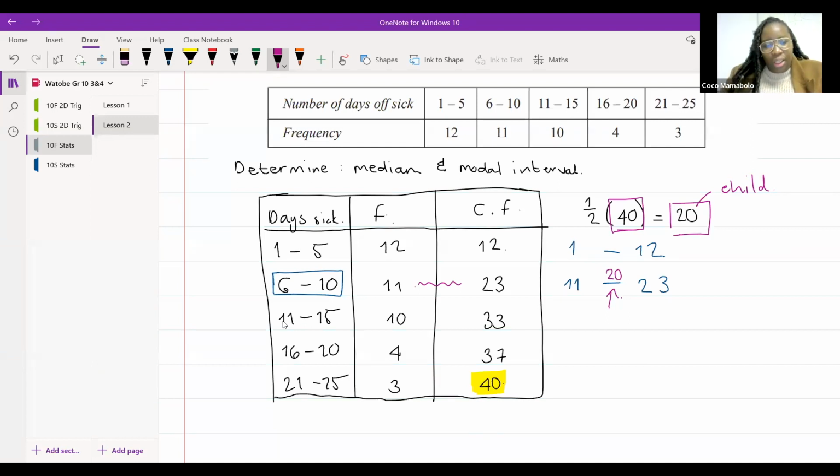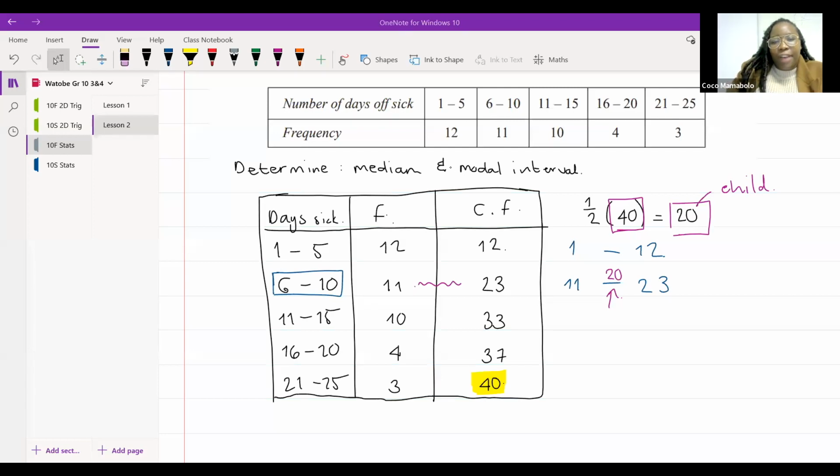Okay. Somebody's saying 16 and 20. Why isn't it 16 and 20? Okay, make that make sense. Do you want to ask a question? Where did I lose you?